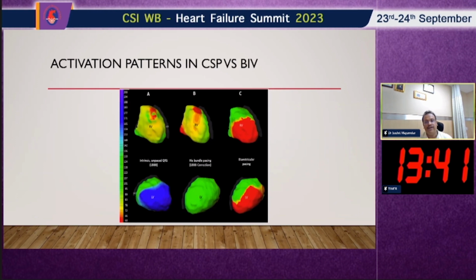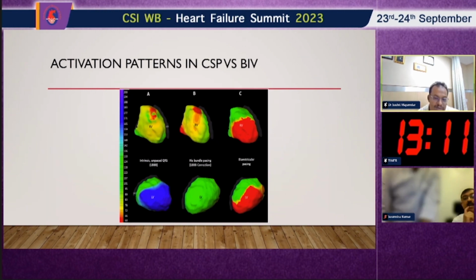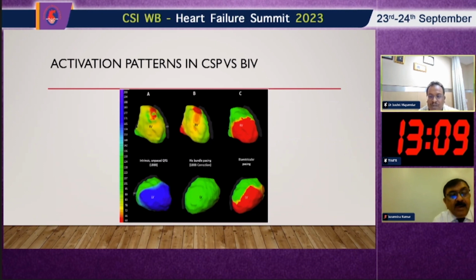This is very important to understand how a CSP differs from a BiV in LV activation and also RV activation. The upper panel shows RV activation, the lower panel shows LV activation. In this study, they looked at ECG imaging to see the activation pattern of the heart. If you have an LBBB, the blue area is the latest activated area in the lateral wall. But with His bundle pacing, there is complete resynchronization with no blue area. With biventricular pacing, it is midway between the two, and there is still a late area in the lateral wall. Next slide.